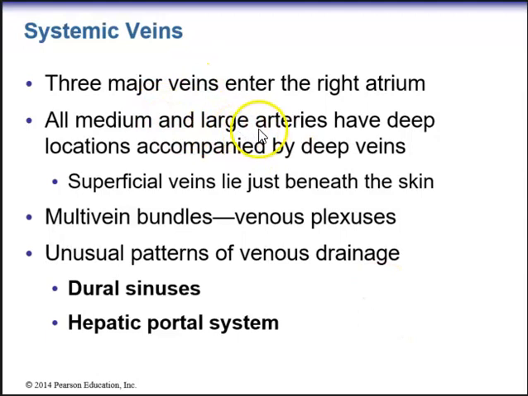Now, all medium and large arteries have deep locations accompanied by deep veins. And then the superficial veins will lie just beneath the skin. We'll have multi-vein bundles, also known as venous plexuses. And also we have unusual patterns of venous drainage that we can find in the dural sinuses as well as the hepatic portal system.